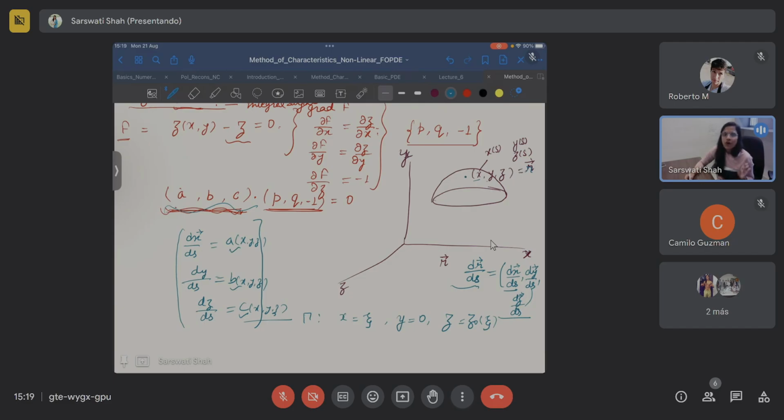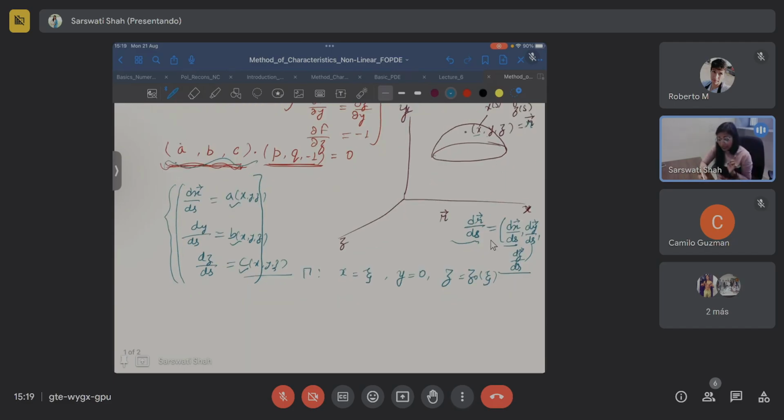Now when we solve this system of ODEs under the condition that A, B, C are Lipschitz functions, then using the existence and uniqueness theorem, we can say that we will get a unique solution of this system of ordinary differential equations. So x will be a function of xi comma s, because xi is from the initial condition. y will be a function of xi comma s, and z will be a function of xi comma s.